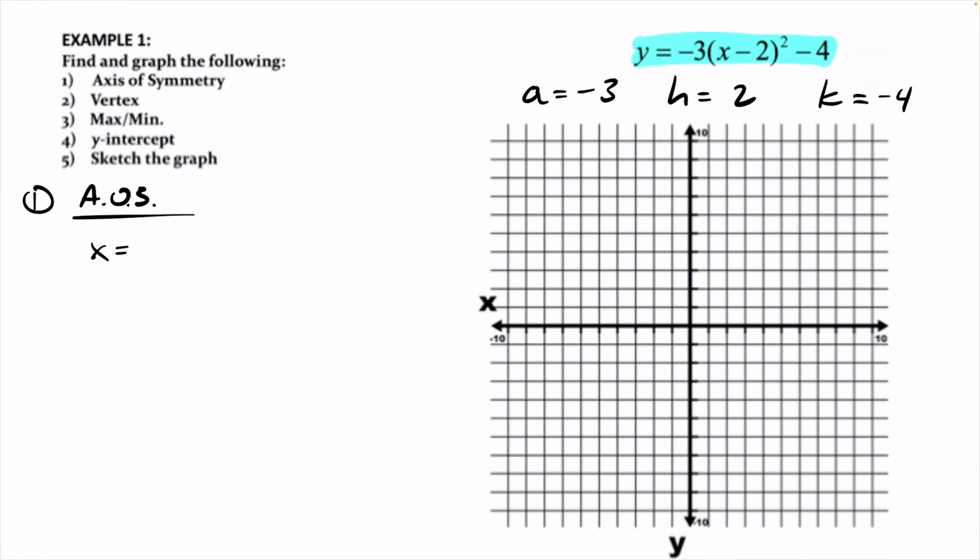So let's go to our rules. For our rules, it says whatever h was, that's your axis of symmetry. H was positive 2. Done. That's my green line. That's my mirror line. Positive 2. That's what I'm going to do next.